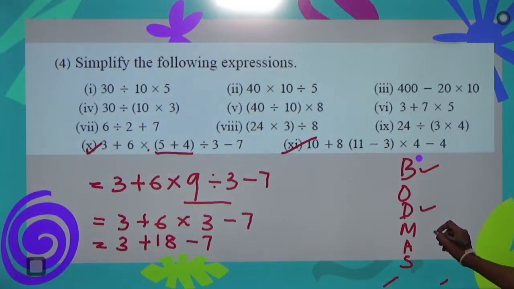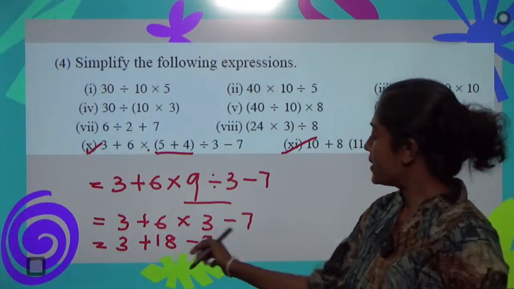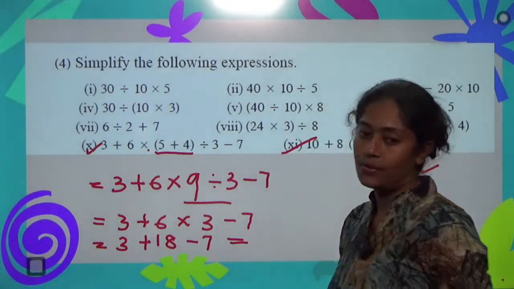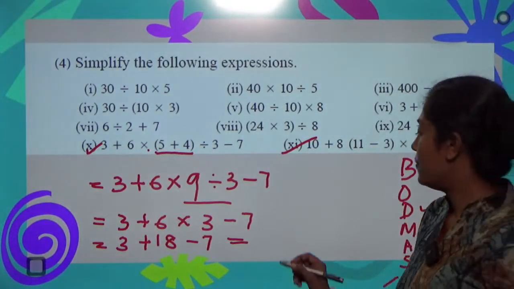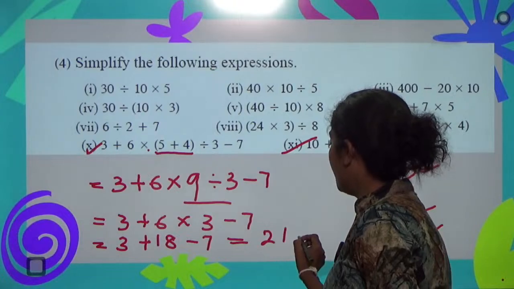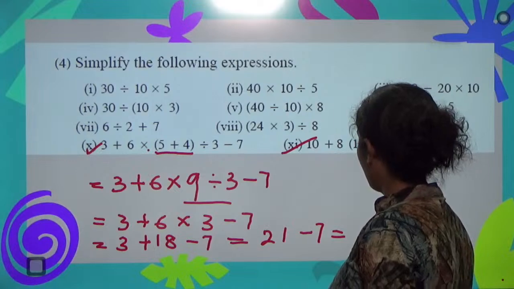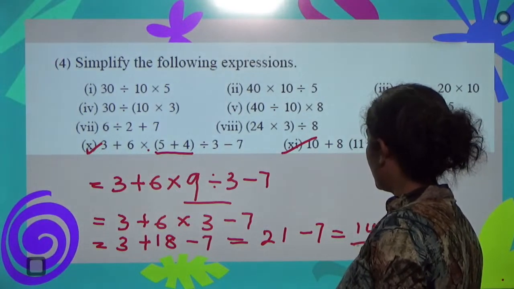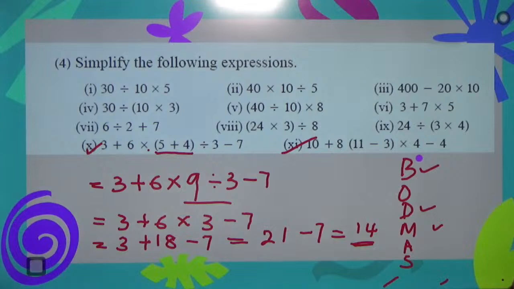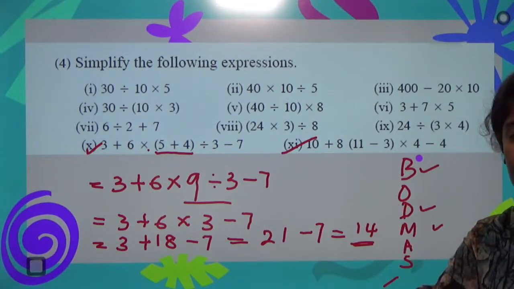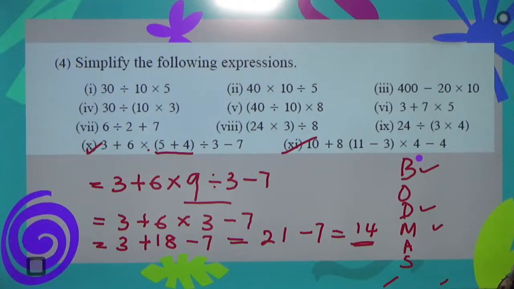Then multiplication also okay. Addition and subtraction. Now what I have to simplify? Addition. 3 plus 18. What is the value? 21. Then minus 7. What is the final answer? 21 minus 7, 14. Okay, very easy when you understand the order, right? Okay, teacher. Right. Can I note that down? Yes.